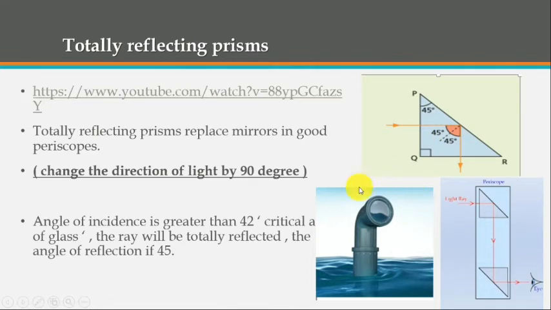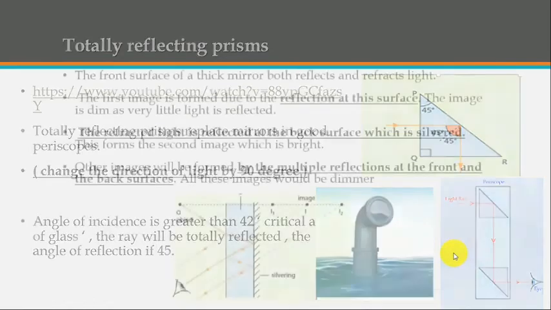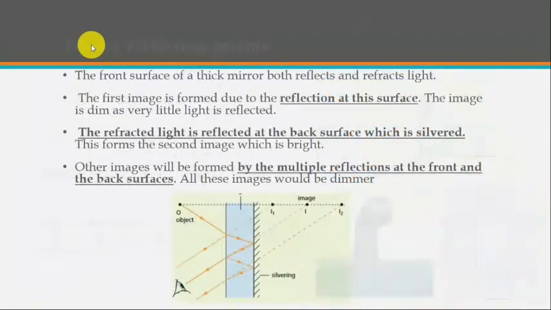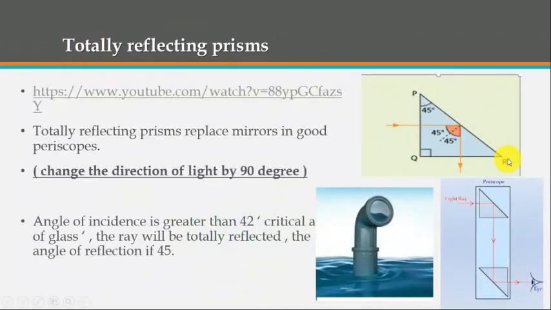Do you remember the periscope? We talked about it before. We said we use in a periscope two plane mirrors parallel to each other. But now, after we took this lesson and saw the multiple images in a thick glass mirror, we have this problem. So it's better to use two prisms so we can see clearly without any problem of blurry images. The same thing happens. Let's see how.